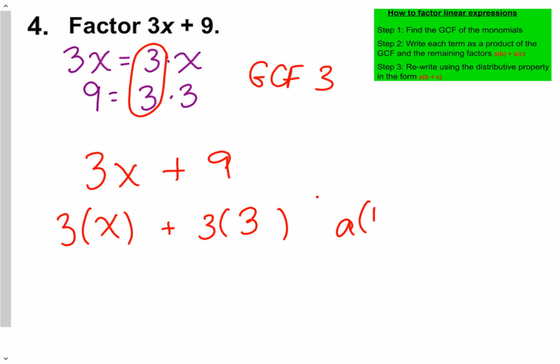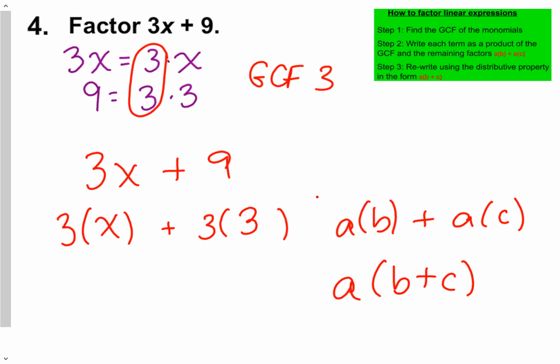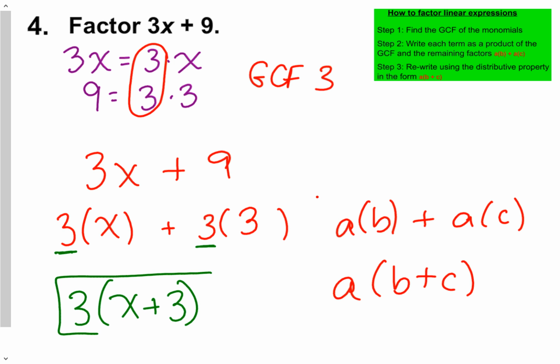Now this is in the form A times B plus A times C. Now we want it in the form A times quantity B plus C. So I'm going to take out my greatest common factor and put it outside. And what I'm left with is x plus 3. So this is the factored form of 3x plus 9.